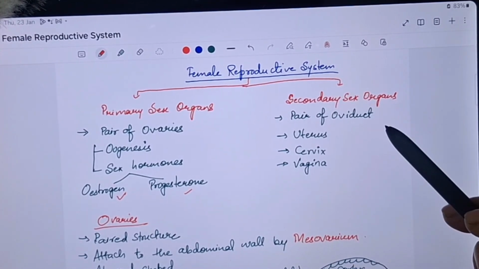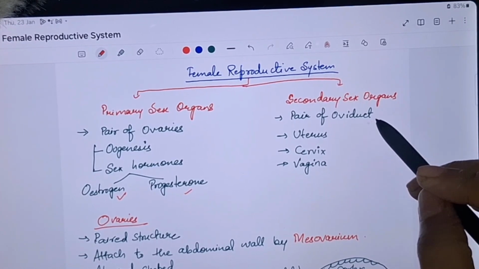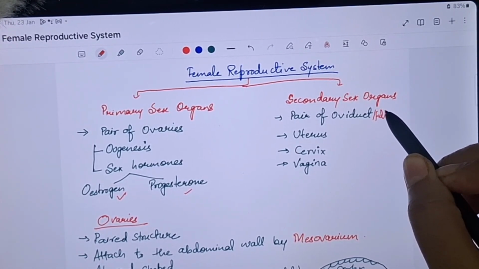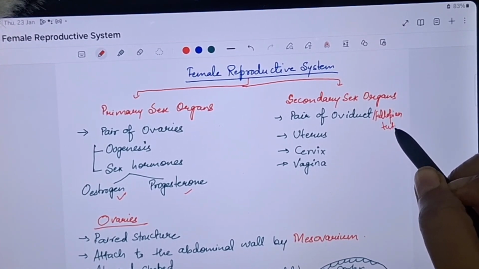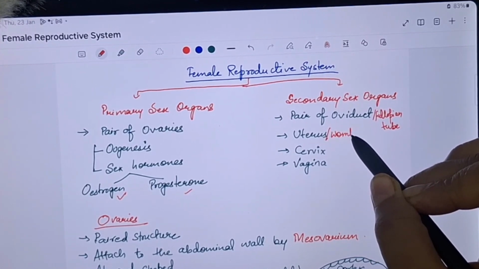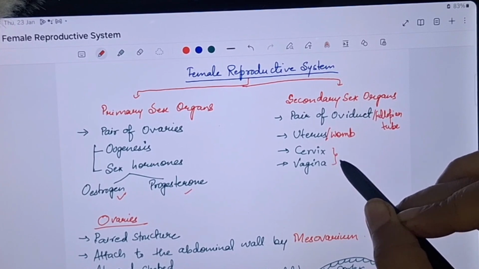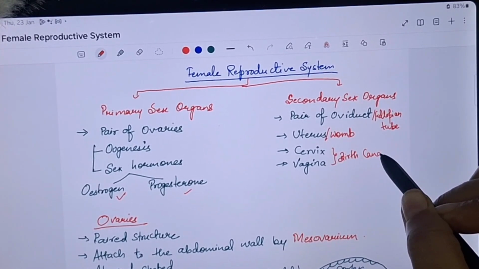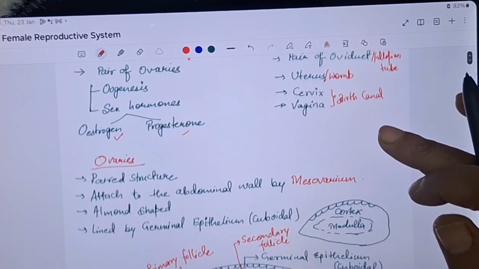Now, the secondary sex organs contain a pair of oviducts, which are also known as fallopian tubes, and definitely the uterus, which is the womb, the cervix, and the vagina, which combinedly form the birth canal. Birth canal. So let's discuss in detail about the ovaries.